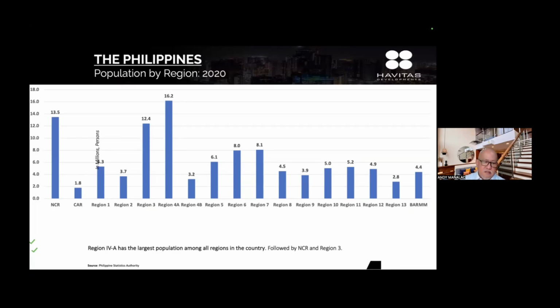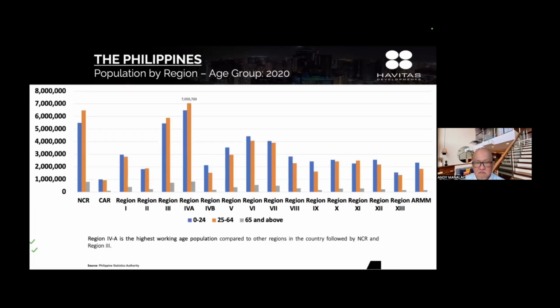Are they reproducing faster than the other areas? Are they making more babies in those areas? Or are productive people moving there? Check this out. The ages 25 to 64 are the ones growing in those areas.